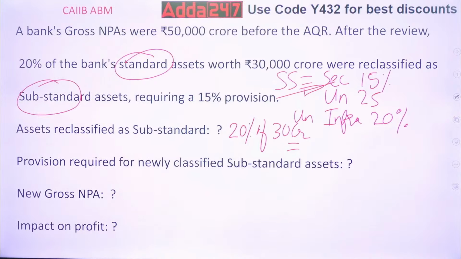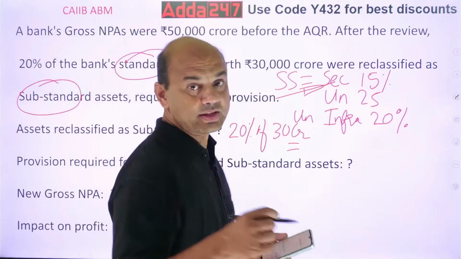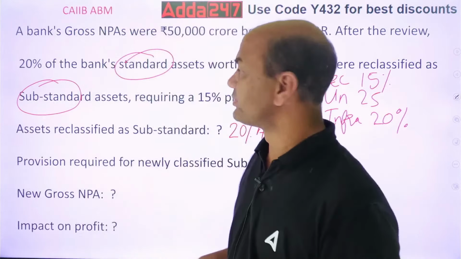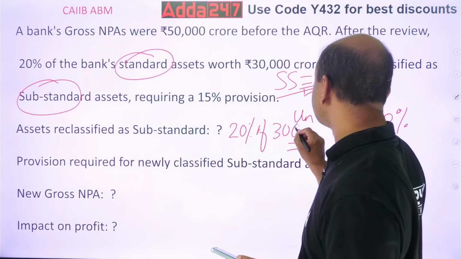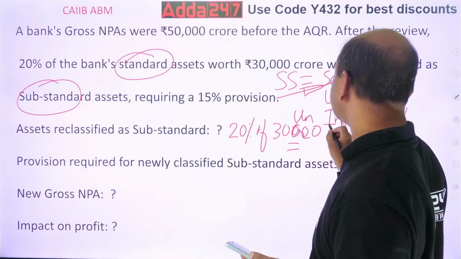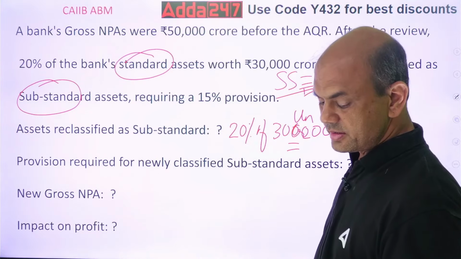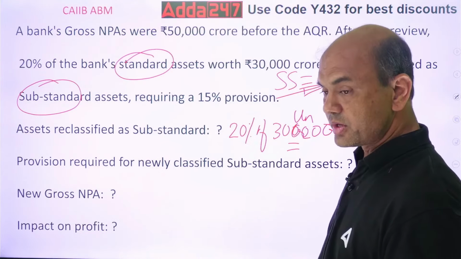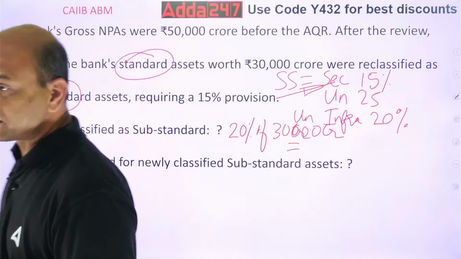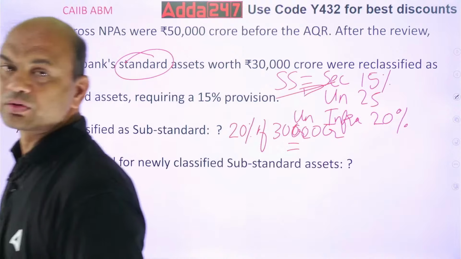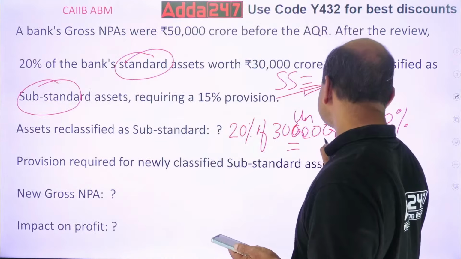Okay, 15%, 30,000 crores. What was it? Oh, 30,000. Okay, it's not 30 crores. 30,000 crores. Things will change now. So 3 zeros will be added now. It will be more now. It will be 6,000 crores. Yeah, 6,000 crores it will be.